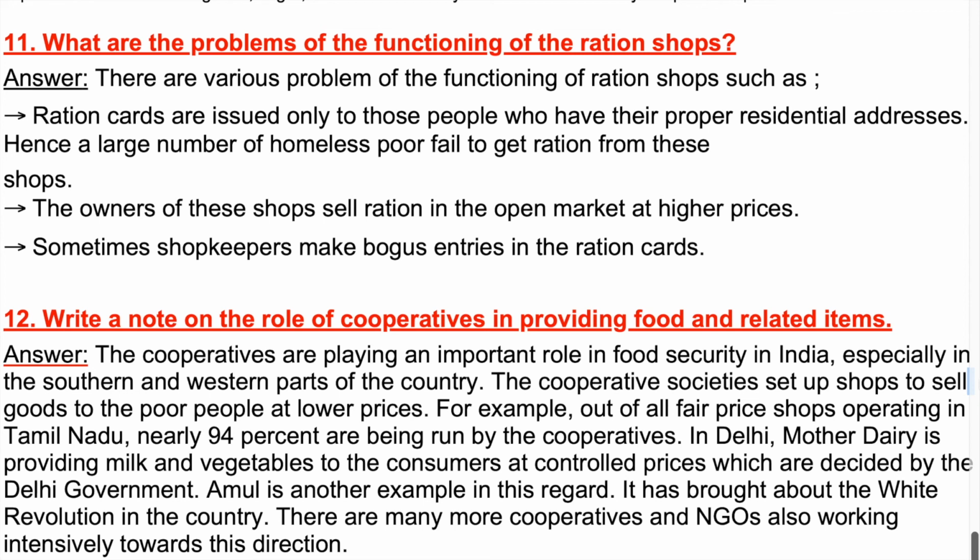In Delhi, Mother Dairy is providing milk and vegetables to the consumers at controlled prices which are decided by the Delhi government. Amul is another example in this regard. It has brought about the white revolution in the country. There are many more cooperatives and NGOs also working intensively towards this direction.